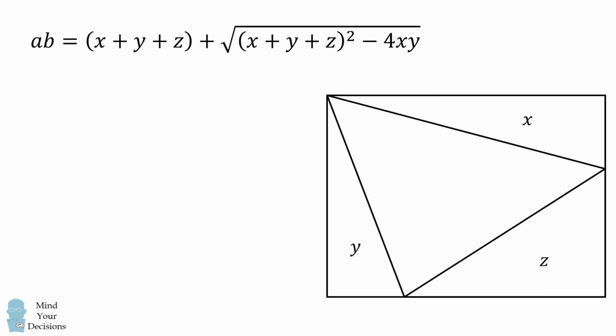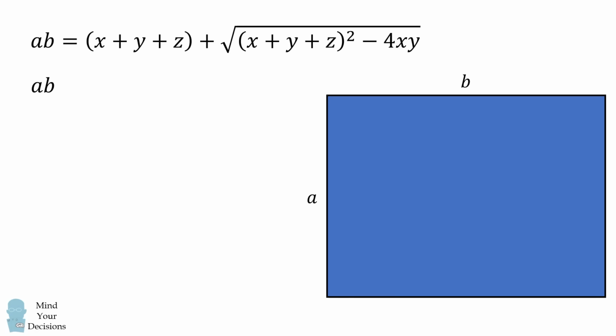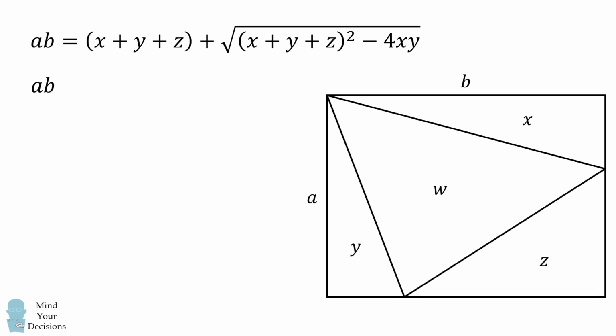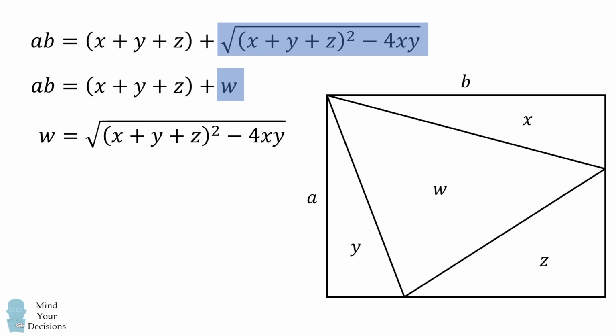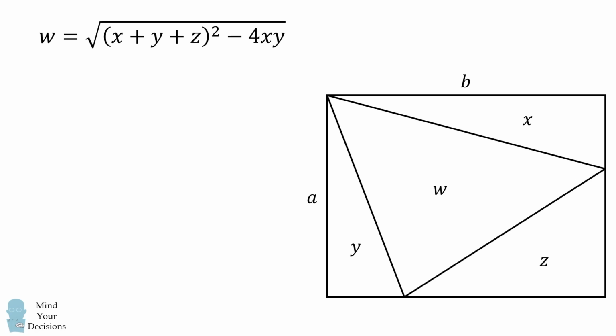Now go back to the original diagram. The entire area of the rectangle is AB. So AB will be equal to the entire area, but it's also going to be equal to the sum of the areas of these triangles. So it's also equal to X plus Y plus Z plus W. We have two different equations for AB, therefore, we must have the following two terms are equal. This means W is equal to the square root of the quantity X plus Y plus Z squared minus 4XY. And that's going to be the formula we use.